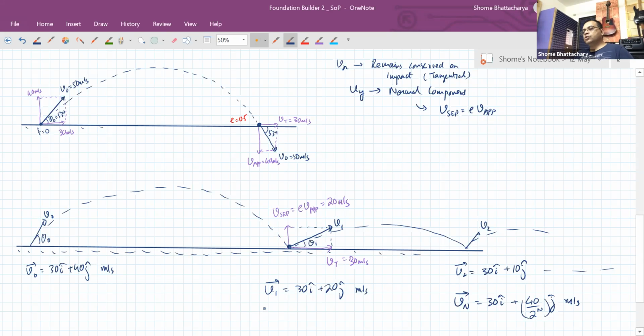So you can also see if you want to calculate this magnitude, becomes like this, and if you want to calculate this angle, like this.